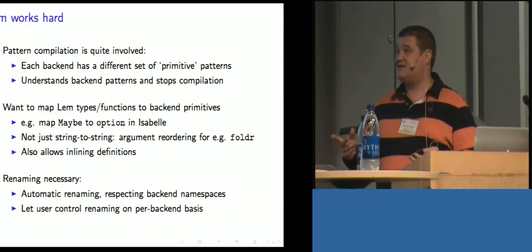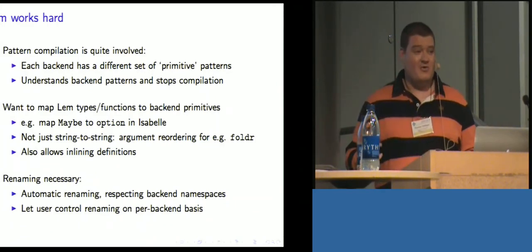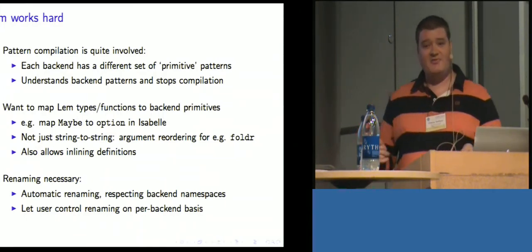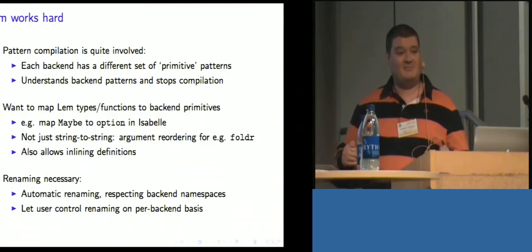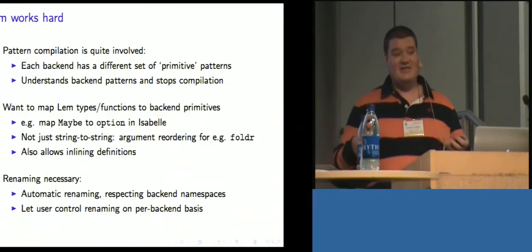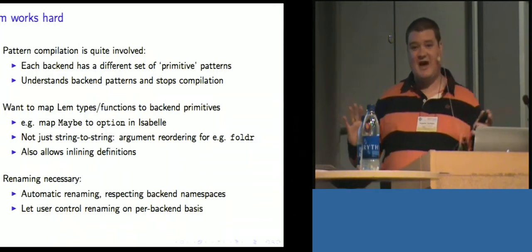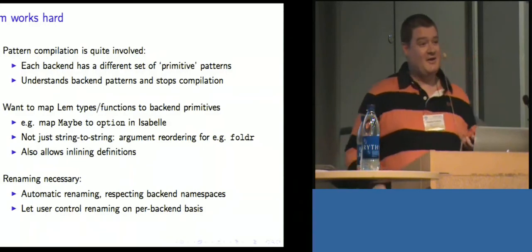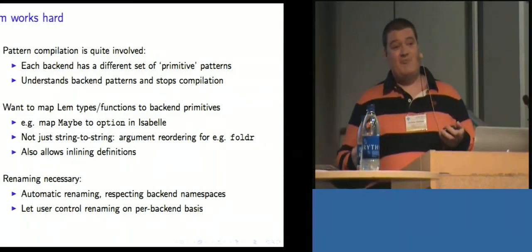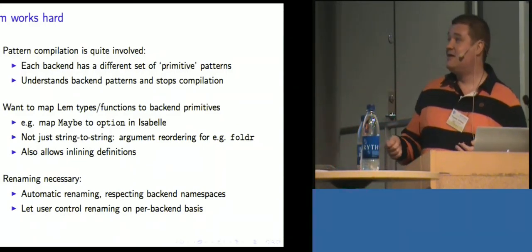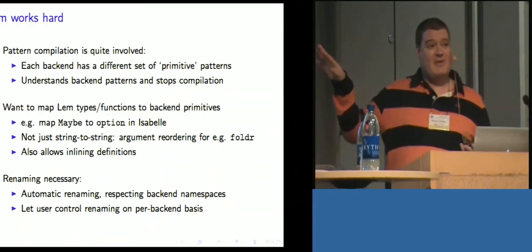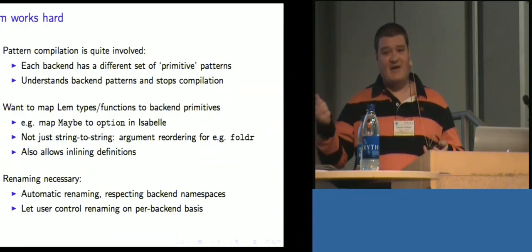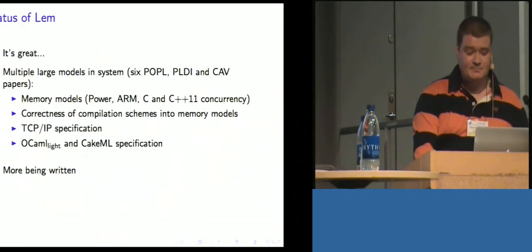And also renaming is necessary. One of our PhD students produced a model with a function called op that took an argument called op of type op, which produced a result of type op. And if you feed this naively to Isabelle, it just dies because op is a reserved name. So some care has to be taken in renaming in each of the backends. And to do this, it has to have some knowledge of the backend namespaces. But we allow the user as well to override the automatic renaming and give explicit names to use.